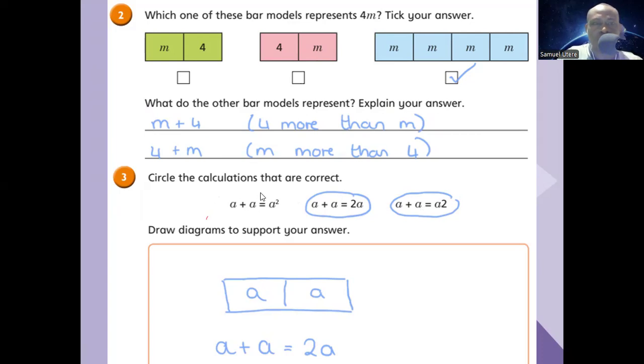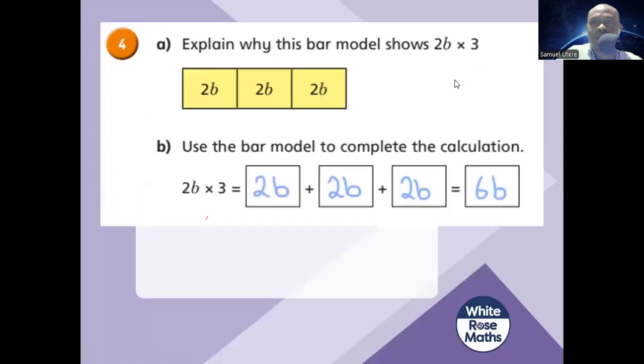And then this one, you have to circle the calculations that are correct. A plus A is 2A, also A2, but we've learned that a proper way to write it is to write the number before the letter. And then you're asked to draw diagrams to support your answer. Just draw two bars with A in each of them. Okay, and this is the answer for question 4.